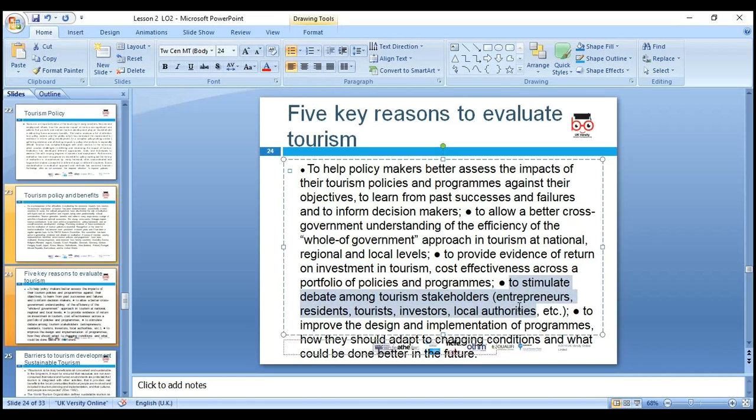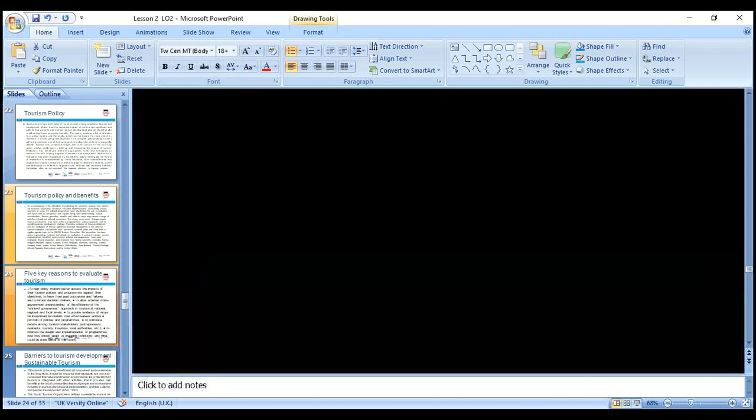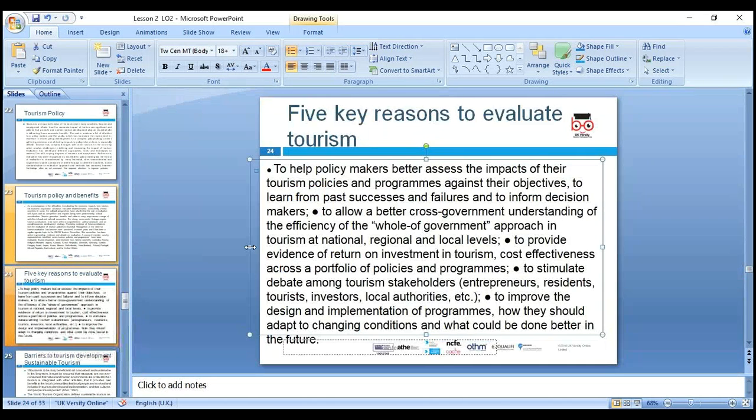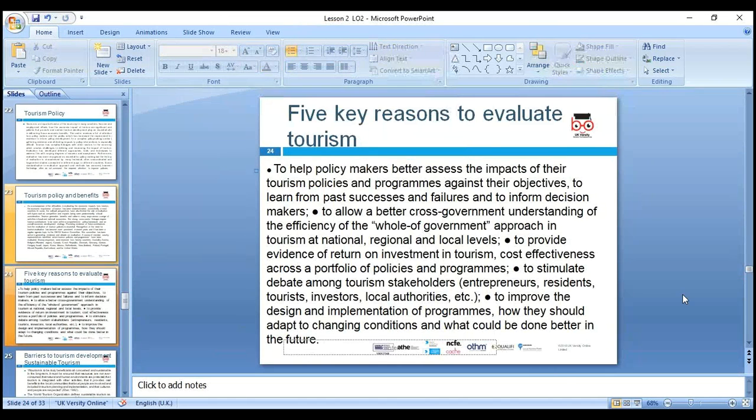It also stimulates debate among the tourism stakeholders, entrepreneurs, and cross industries as well. We need to learn, and that will help us improve. All this we need to make sure we have in place. Any questions? No, I understand.